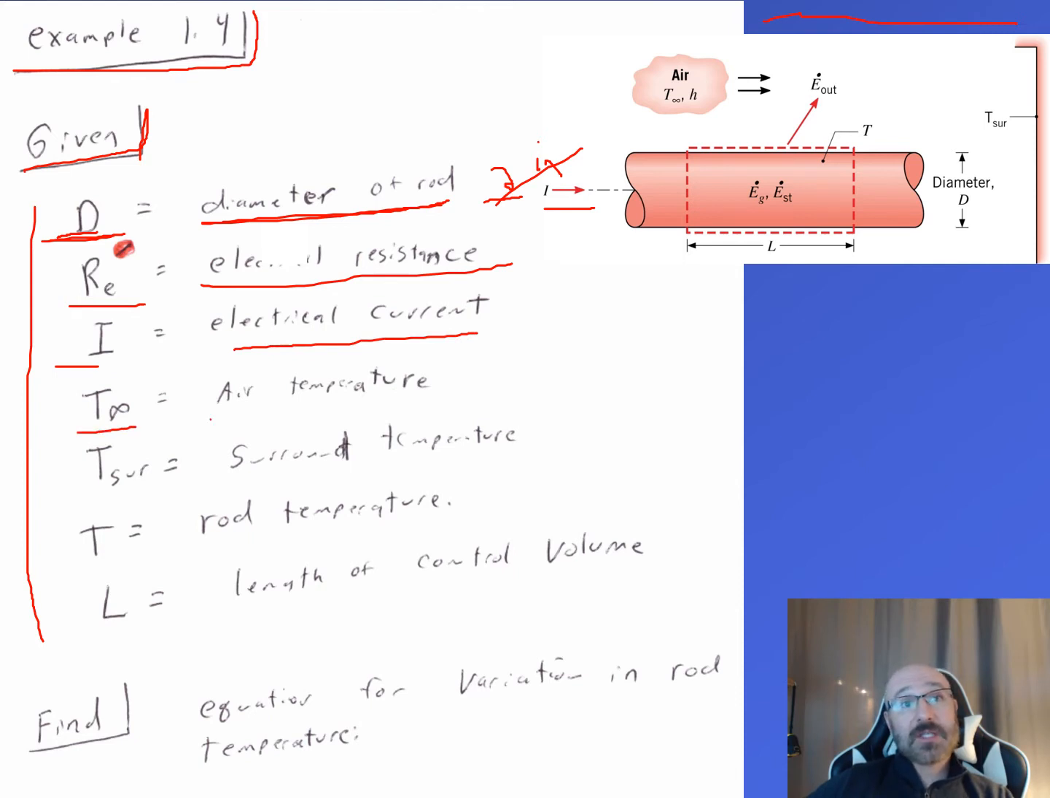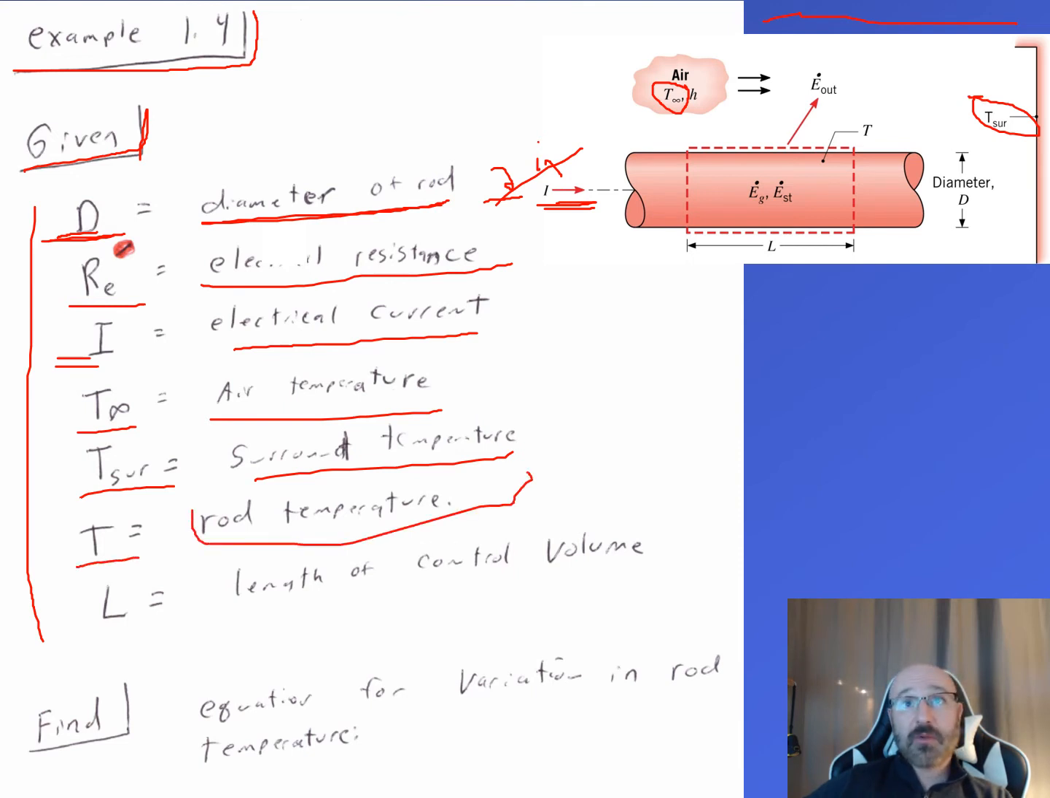T sub infinity is our air temperature, and we can relate back, and it's always good to look back at our diagram. Okay, there's my T infinity there. There's my electrical current coming into the rod right there. Then we go down here, our T surround, or surrounding temperature right there. Okay, there's my surrounding temperature up here, and I have T is the rod temperature. That's pretty clearly labeled right there. There's my T for the rod temperature, and L is the length here of the control volume. So that right there, again, there's our dotted line that represents a control volume right there.